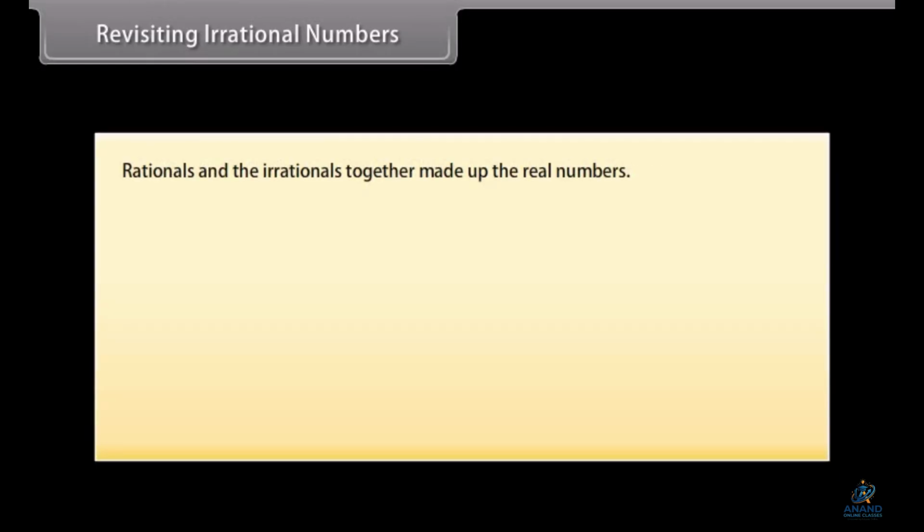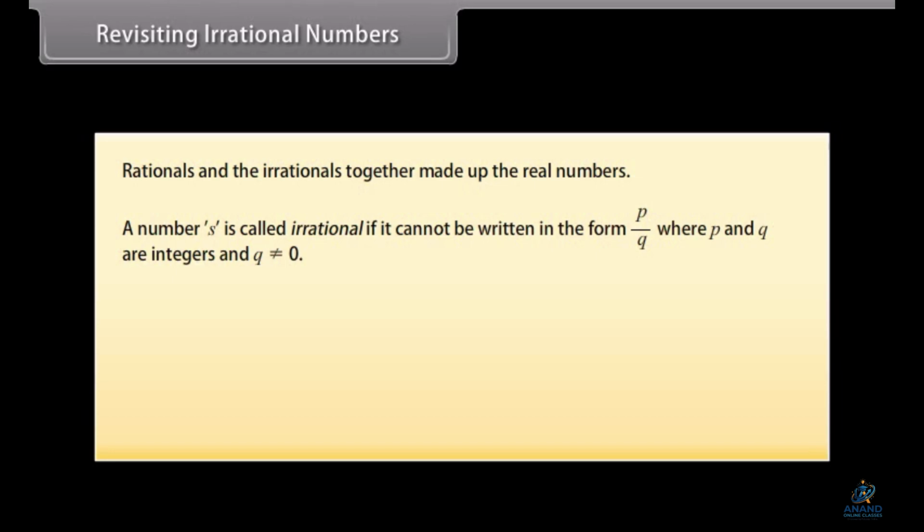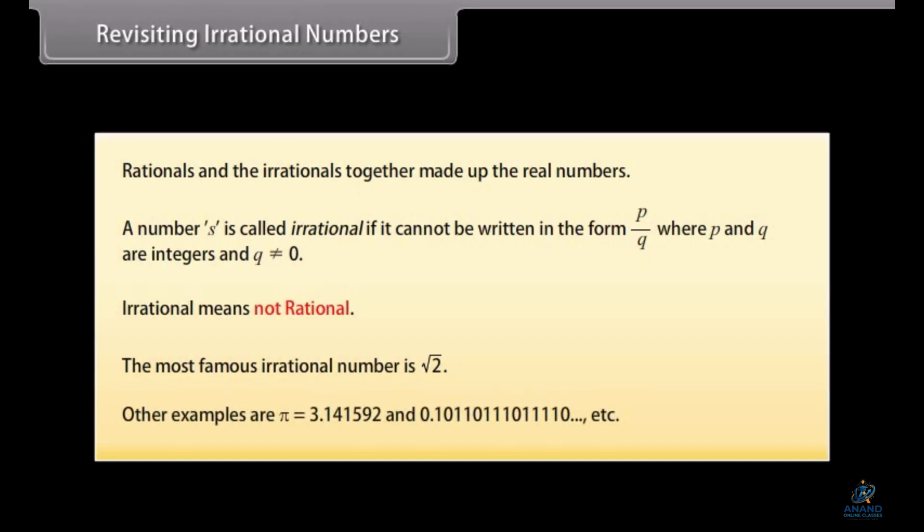Revisiting irrational numbers. We know that rationals and irrationals together make up the real numbers. A number S is called irrational if it cannot be written in the form p upon q, where p and q are integers and q is not equal to 0. Irrational means not rational. The most famous irrational number is square root 2. Other examples are pi, which is equal to 3.141592..., and 0.1011011110 11110 and so on, etc.